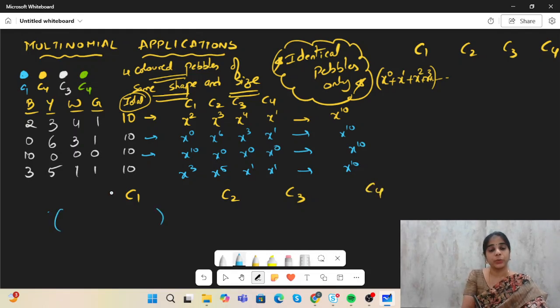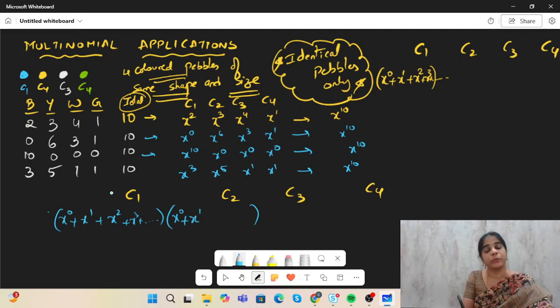Okay, so for my color 1, I can select either nothing from color 1, that is x to the power 0, or 1 from color 1, that is x to the power 1, or 2 or 3 and so on. It can be any number. The same is the case with my color 2. I can select none, which means I'm not selecting any of color 2, or 1 from color 2, or 2, or 3, and so on. Or indicates the operation is plus there, right? Remember, the power indicates the number of pebbles or items you are choosing.